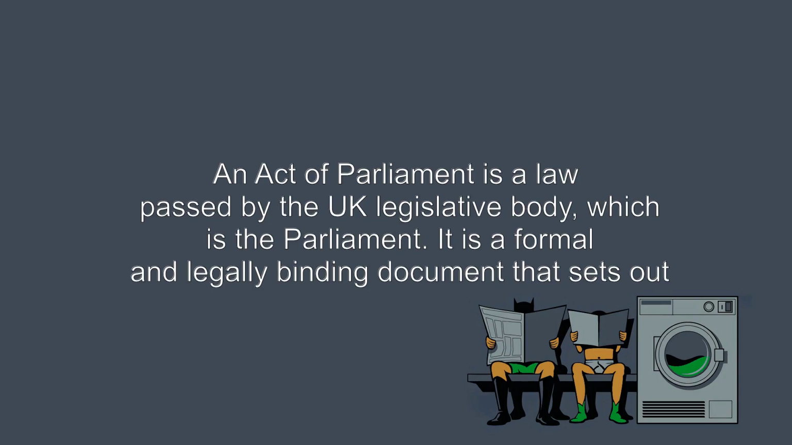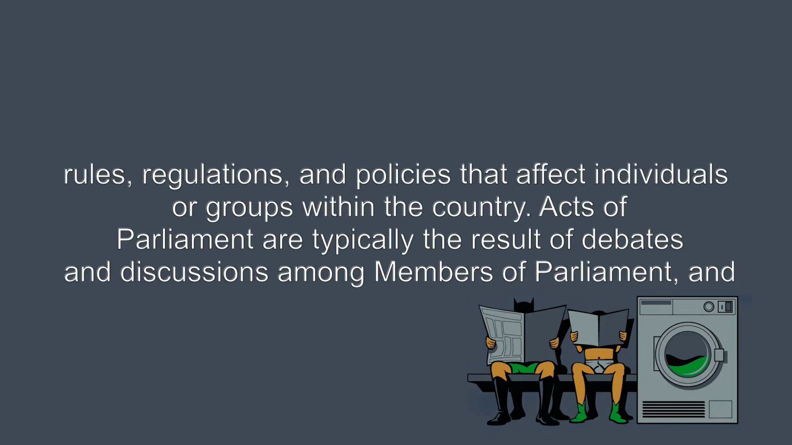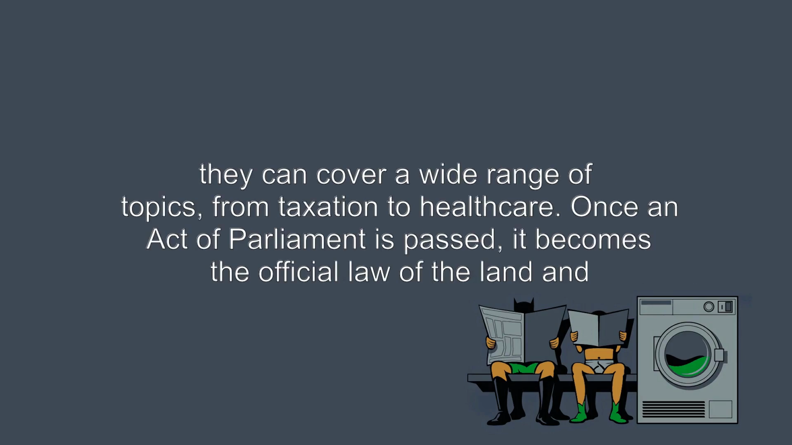An Act of Parliament is a law passed by the UK legislative body, which is the Parliament. It is a formal and legally binding document that sets out rules, regulations, and policies that affect individuals or groups within the country. Acts of Parliament are typically the result of debates and discussions among members of Parliament, and they can cover a wide range of topics, from taxation to healthcare.